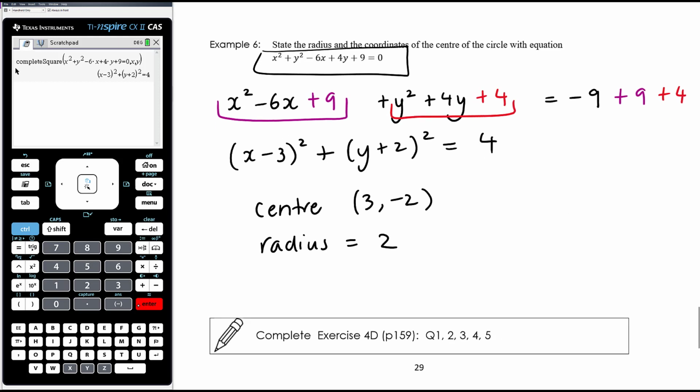Okay, so exercise 4D is the practice here for equations of a circle.